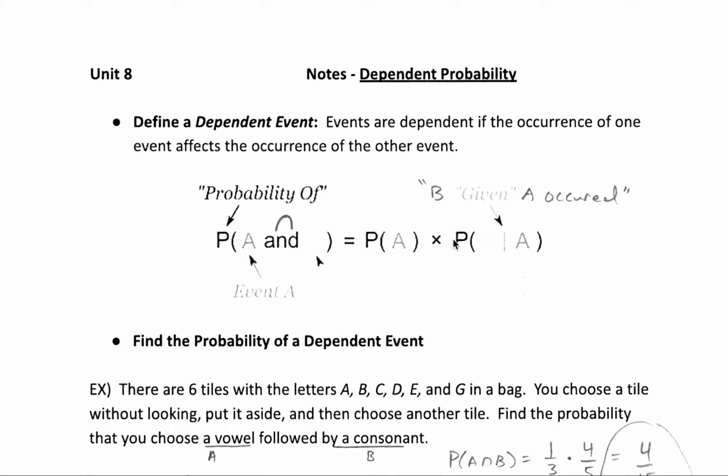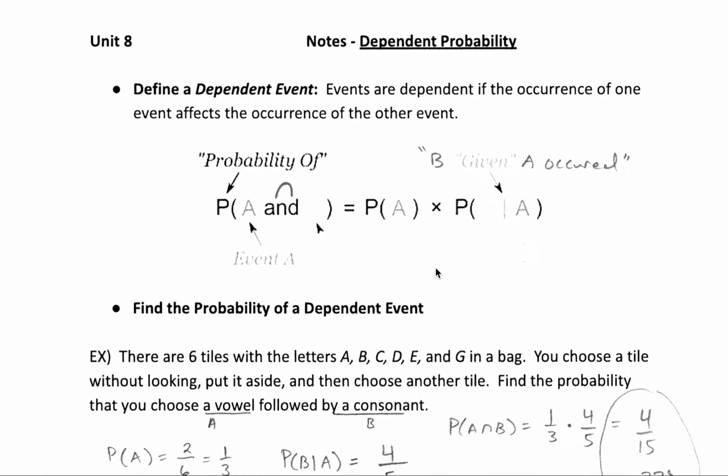But really, it's the probability that B is given or occurs, the probability of getting an event B since A occurred. So they're piggybacking events. Given that A occurred, what's the probability that B will occur? That's a better way of saying it.